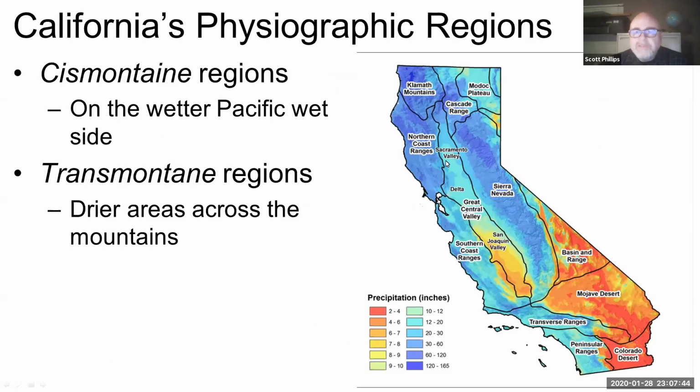A few things I'll just want to go back over really quick. Make sure you understand the concept of cismontane versus transmontane. Cismontane is really the coastal areas of California. They're also the wetter parts of California. Transmontane is most definitely back here, the Basin and Range, Mojave, even the Modoc Plateau, the stuff that's far away from the ocean influence, and these are drier parts of California, especially the deserts.